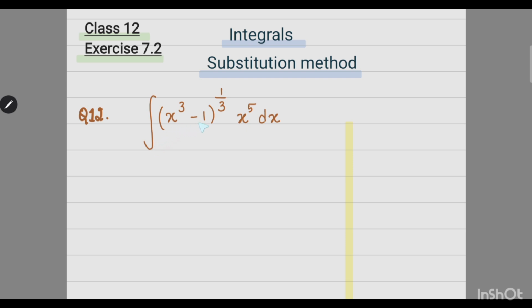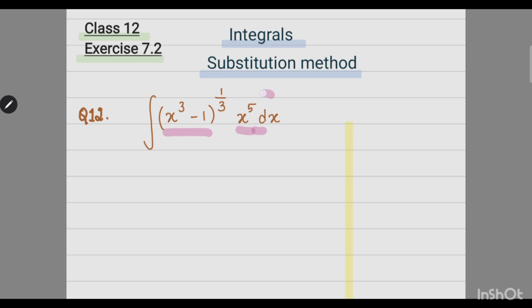Integral of (x cube minus 1) to the power 1 by 3 times x to the power 5 dx. In this type of question, the right substitution is very important. Once we know which one to take as t, then it will be very easy for us. For that we need to observe the format of the question. So here there are two parts, right? One is (x cube minus 1) to the power 1 by 3 and another one is x to the power 5. We will also include dx.